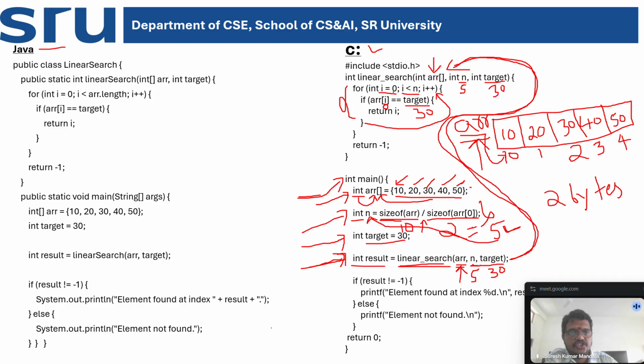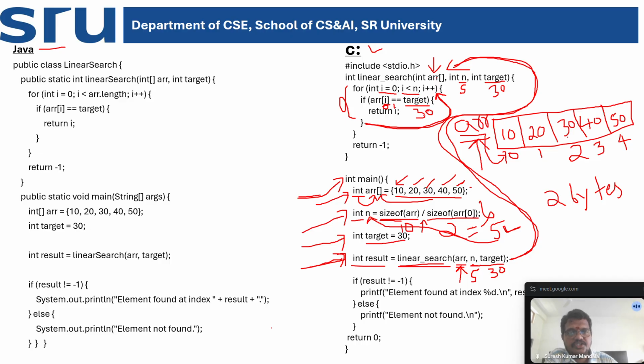What is the initial i value? 0. When this i++ is encountered by the compiler, the i value becomes 1. 1 less than 5, 1 less than n, the condition is true. Next, instead of ARR of 0, we have ARR of 1. What is ARR of 1? We are having 20. Is 20 equal to the target value 30? No. Again control jumps to i++. The previous i value is 1, now incremented by 1 it means 2. 2 less than 5, the condition is true. Next, ARR of 2. What is ARR of 2? 30. Is 30 equal to 30?